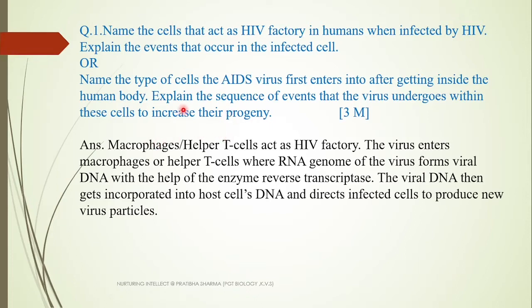Virus. Explain the sequence of events that the virus undergoes. That is same. To increase their progeny, the virus enters into macrophages or helper T cells. Their RNA genome forms a viral DNA with the help of reverse transcriptase. फिर जो viral DNA है वो incorporate हो जाएगा host cell के DNA में and directs infected cell to produce new virus.